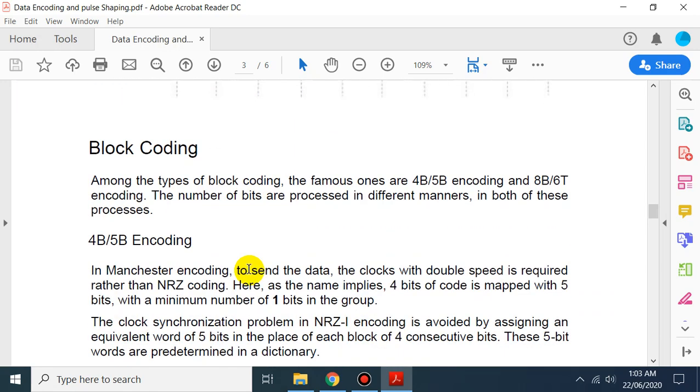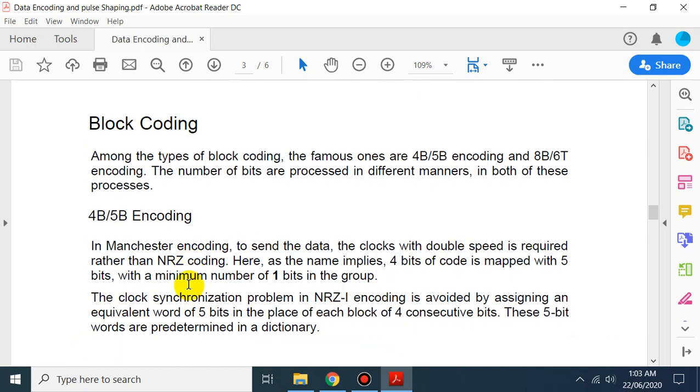Now we're going to move on to another topic called block coding. Among the types of block coding, the famous ones are 4B/5B encoding and 8B/6T encoding in digital communication. The number of bits is processed in a different manner in each of these processes. So for example, 4B/5B encoding, what is this encoding technique going to tell us?